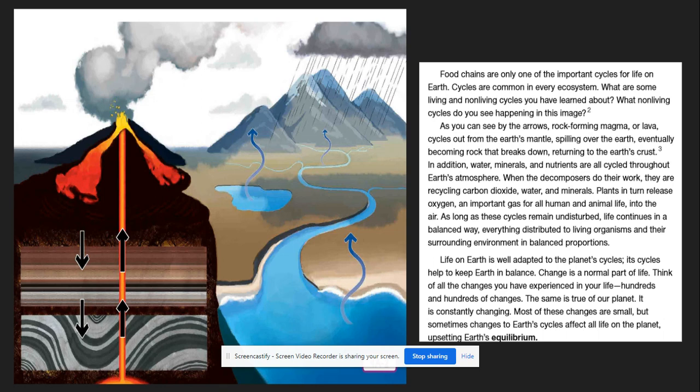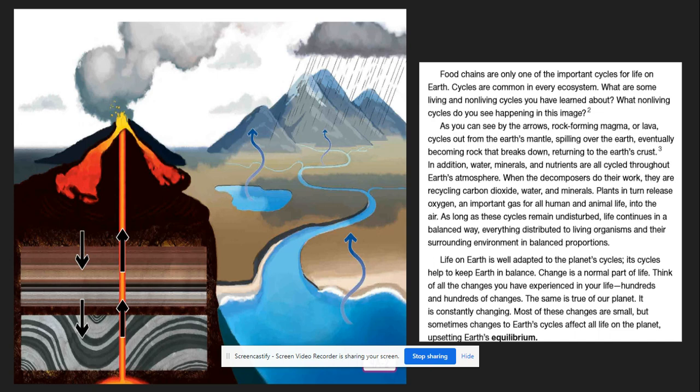Food chains are only one of the important cycles for life on Earth. Cycles are common in every ecosystem. What are some living and non-living cycles you have learned about? What non-living cycles do you see happening in this photo? As you can see by the arrows, rock-forming magma or lava cycles out from the Earth's mantle, spilling over the Earth, eventually becoming rock that breaks down, returning to the Earth's crust.